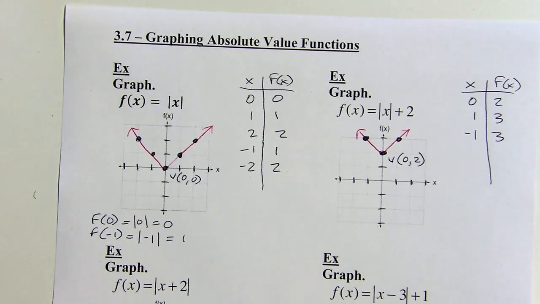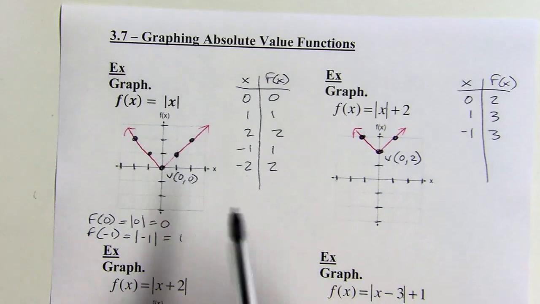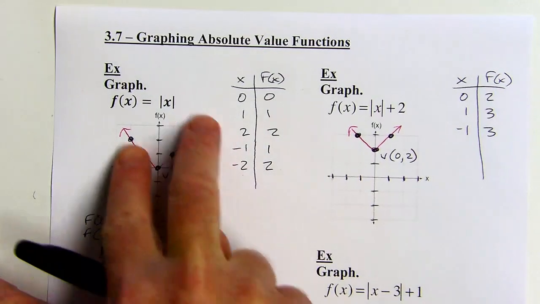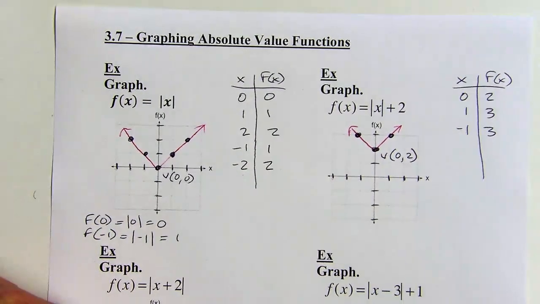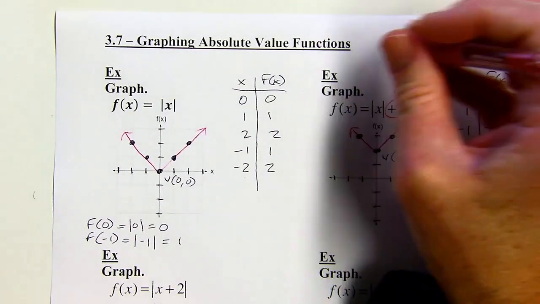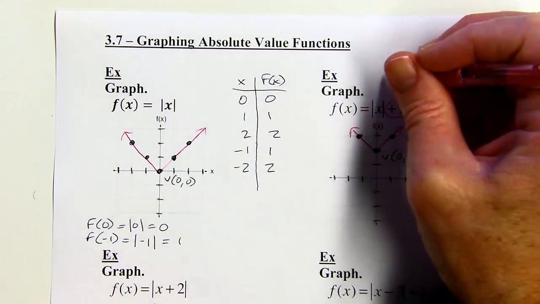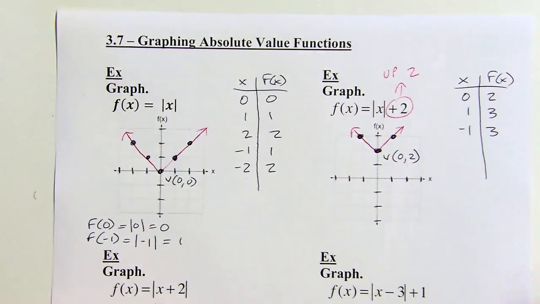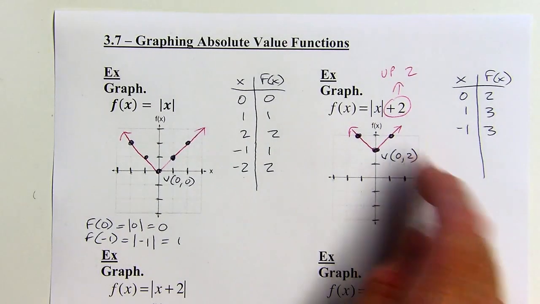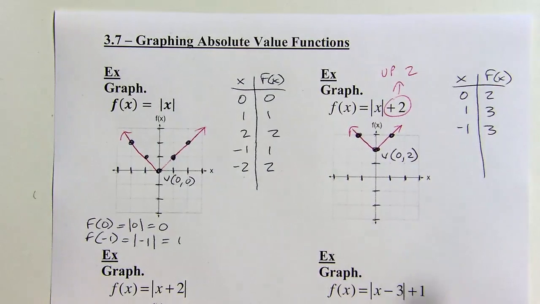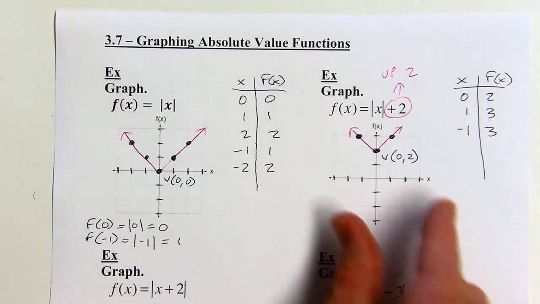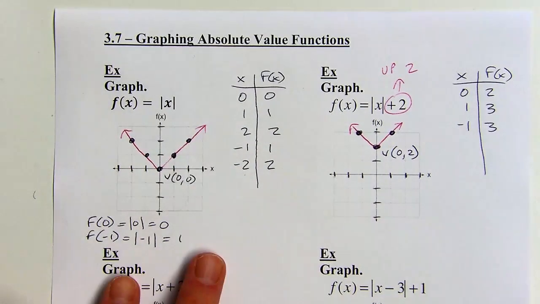So let's look for a little pattern here. So when we added 2 to the function, it moved the whole V up 2 units, right? So this is going to shift everything up 2. So it's a translation up 2. I'm just going to write up 2 here. So that's good to know. If you add or subtract something from the end of the absolute value, it's going to just move it up or down. So if I had a minus 7, it would move my whole V from this down 7 units.